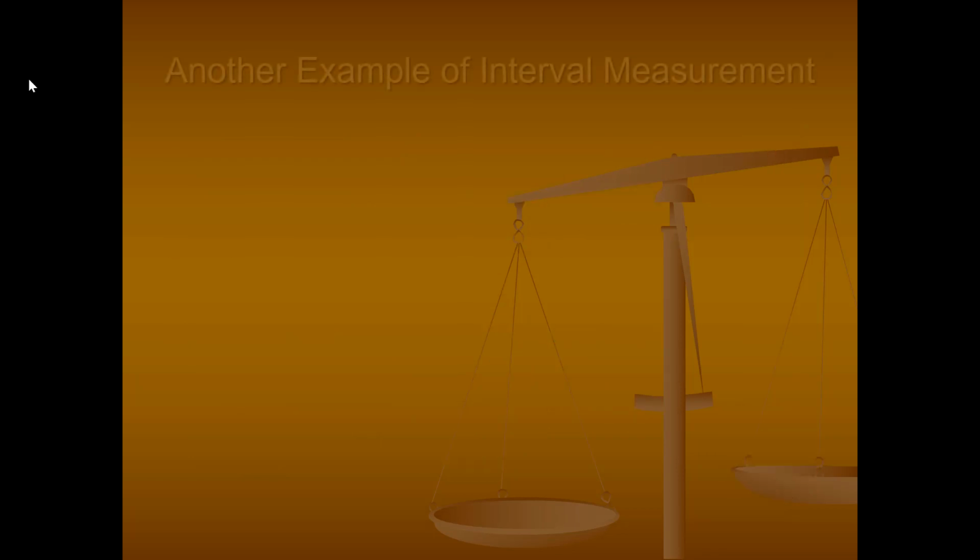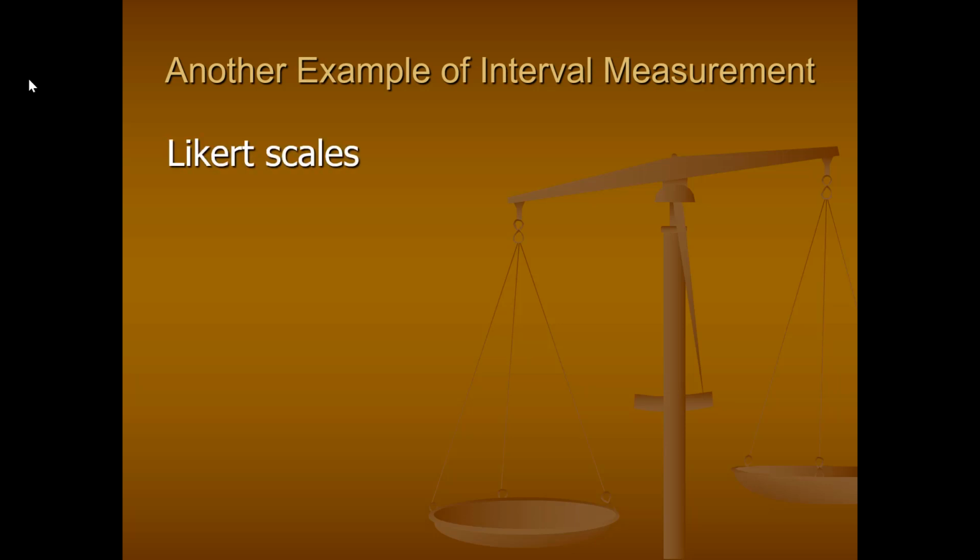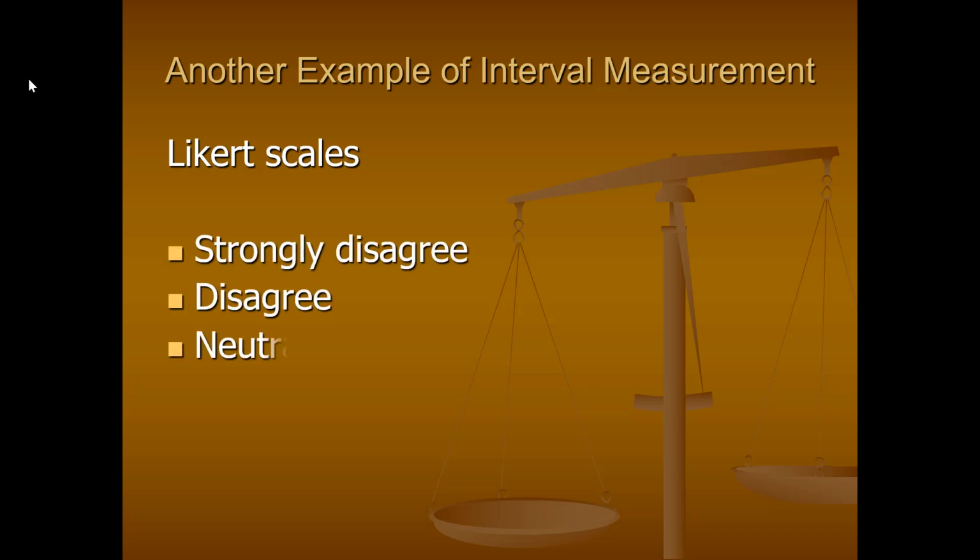But now let me go to another example, which is the one I was just saying before in terms of surveys, which is Likert scales. I'm sure all of you have seen questions that had this type of response option: strongly disagree, disagree, neutral, agree, and strongly agree, or some variation of this. These are called Likert scales.